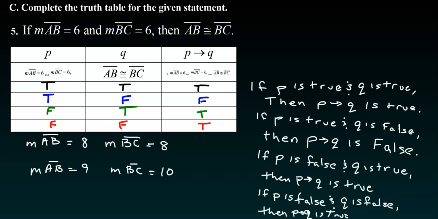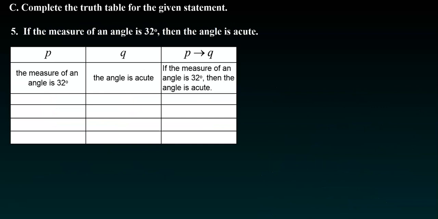I would like you to try this one on your own. Okay, I would like you to fill out the truth table on your own for this question number 6. It says 5, but it's really supposed to be 6. And this says if the measure of an angle is 32 degrees, then the angle is acute. So go ahead, try this one out, and then check to see how you did.